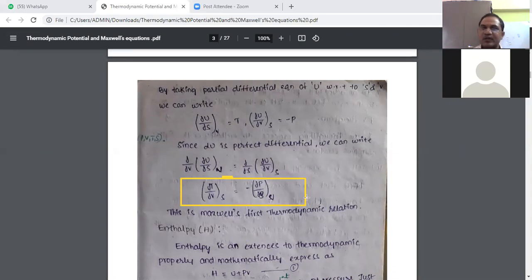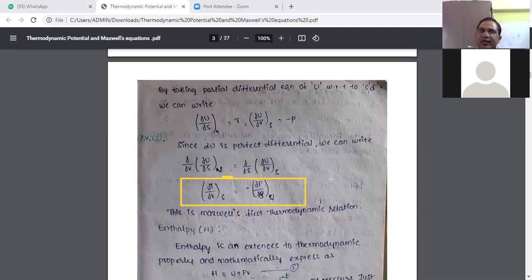Maxwell first thermodynamic relation is ∂T/∂v at constant s. Whatever we write as a subscript over the bracket means that quantity is constant there. ∂T/∂v at constant s is equal to minus ∂p/∂s at constant volume. So this equation is called the Maxwell first thermodynamic relation. Clear, sir? Now, let me repeat how we derived it.